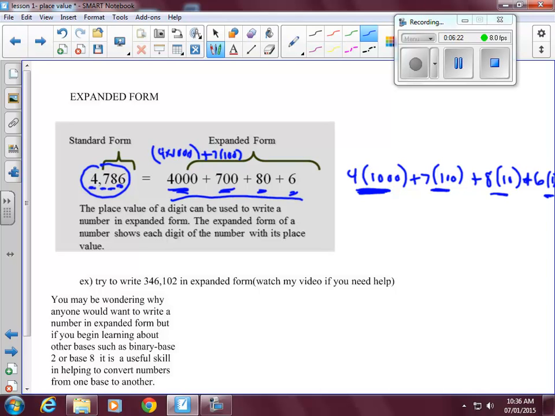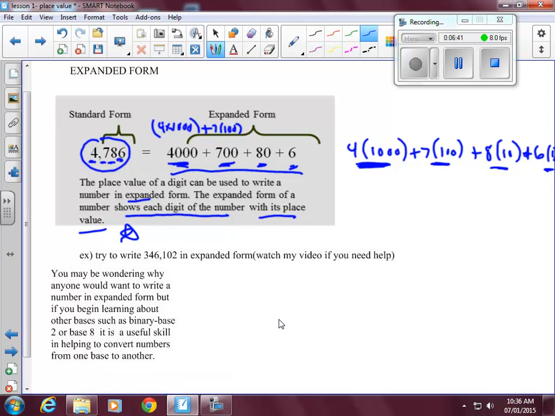So the place value of a digit can be used to write a number in expanded form. And the expanded form of a number shows each digit of the number with its place value. That's useful when you take upper level math courses and you have to convert into other bases. There's a course here at HACC called Math 111, and you convert numbers into base 2, base 16, base 8. We run on a base 10 system here, right? The Hindu-Arabic number system is base 10. But what if you wanted to convert to binary, base 2, or say a base 8 system? So it's a useful skill to be able to think about a number in its expanded form.